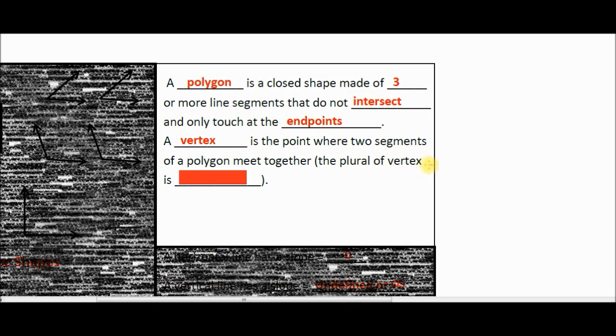And here's a strange word, the plural. If you're talking about more than one vertex, it's not vertexes, it's vertices. So if you hear me say the word vertices, we're talking about more than one vertex on a polygon.